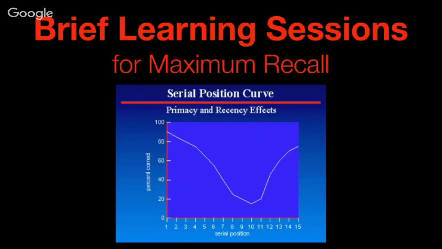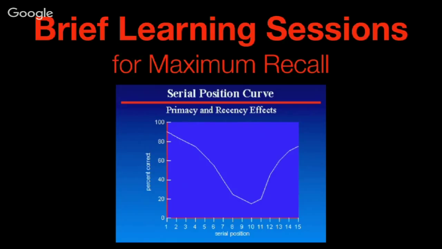and the last items that are seen. And then you can see in the middle, there's a huge decrease in memory retention. It goes down significantly, all the way down as far as 20% versus up to 90% for those first couple of items, and around 70% for those last few items. So you can see that there's this primacy recency effect, which explains why having shorter sessions is better.